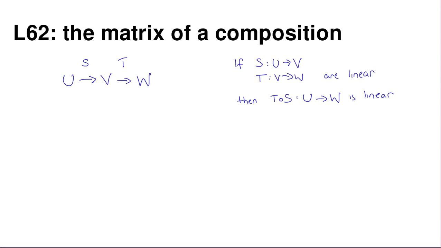Let's suppose we've got two composable linear maps, S and T. Here in my picture, I've got S as a linear map from a vector space U to a vector space V, and T as a linear map from V to another vector space W. Well, their composition, T composed with S, is a function from U to W, and in fact, T composed with S is again a linear map.